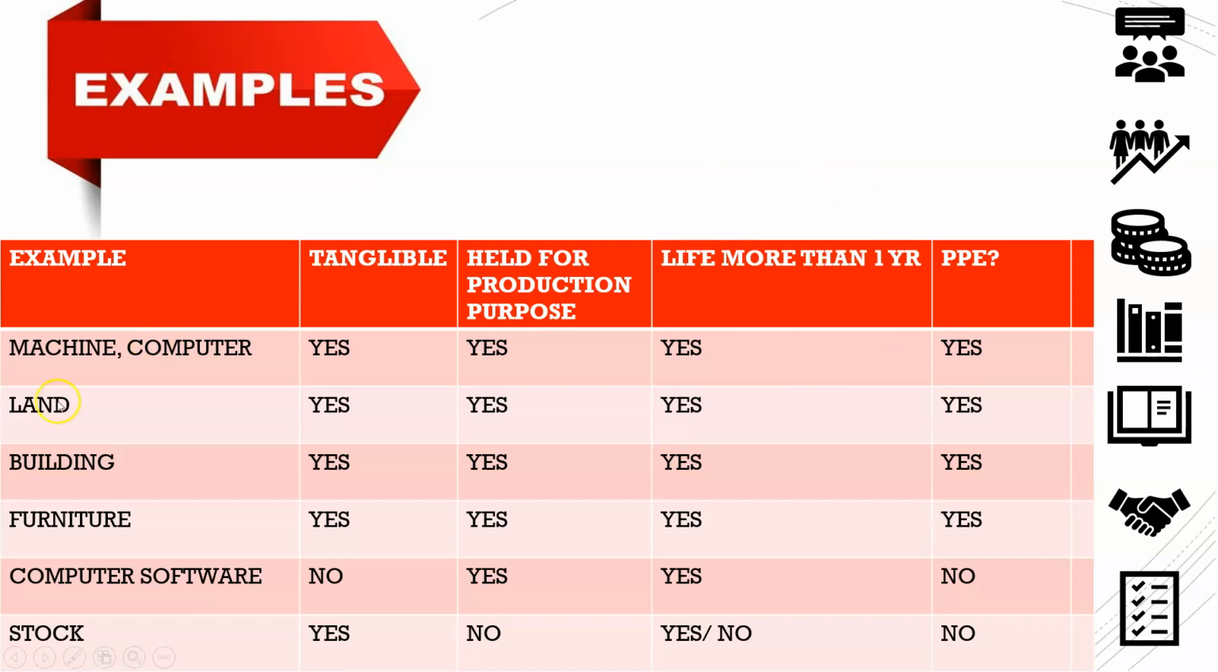So with the help of an example, we saw that machine, computer, land, building, furniture, they all were tangible, held for the production purpose, and also the life was more than 1 year. So when all these three conditions were fulfilled, the asset was known as property, plant and equipment. But when even a single component was missing from the definition, that does not qualify for property, plant and equipment. The examples for this were computer software and the stock for the business.